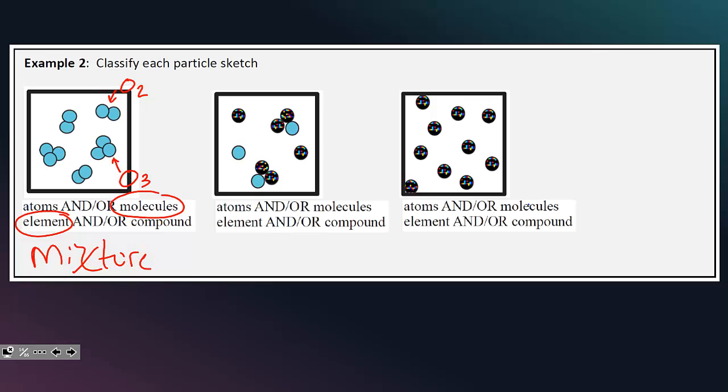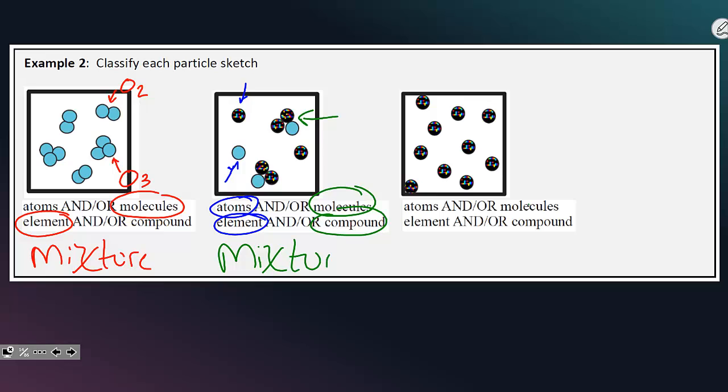Example B, we've got some atoms that exist alone, so they are elements. We also have some molecules that are compounds. So this is everything. These are atoms, a mixture of elemental atoms and molecular compounds.